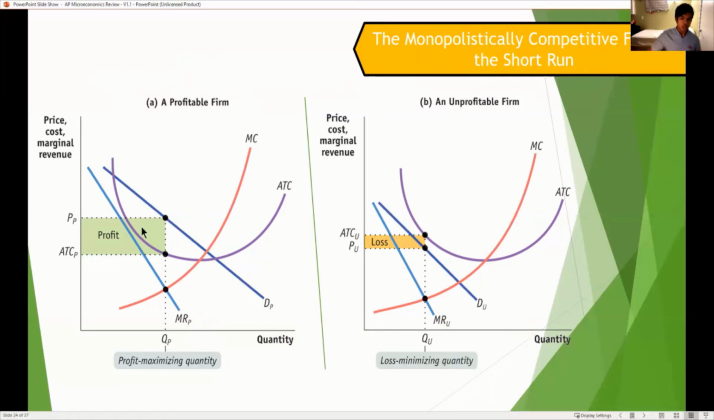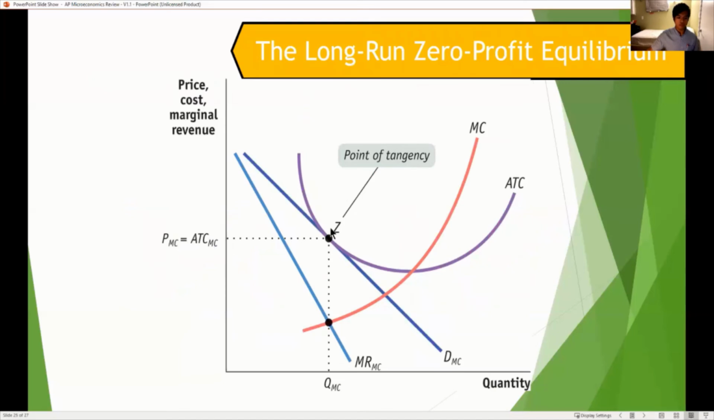So yes, this firm is earning a profit, this firm is earning a loss, but if a firm is earning a profit in the short run, firms are going to enter just like in the PC market structure. What ends up happening here is the demand will shift to the left, as well as the marginal revenue curve, until we satisfy the assumption that long-run profit is equal to zero. That essentially occurs where the demand curve is tangent, so just touching, the average total cost curve.